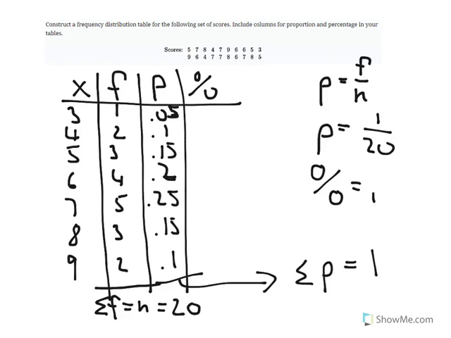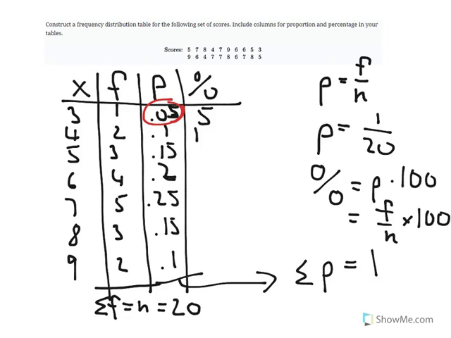Percentage, remember, is very similar. It is either the proportion times 100 or the frequency over n, which is proportion, times 100. So you can either take the 0.05 from up here and do it times 100, or you can go through the whole thing again, but we wouldn't do that. So 0.05 times 100 is 5.